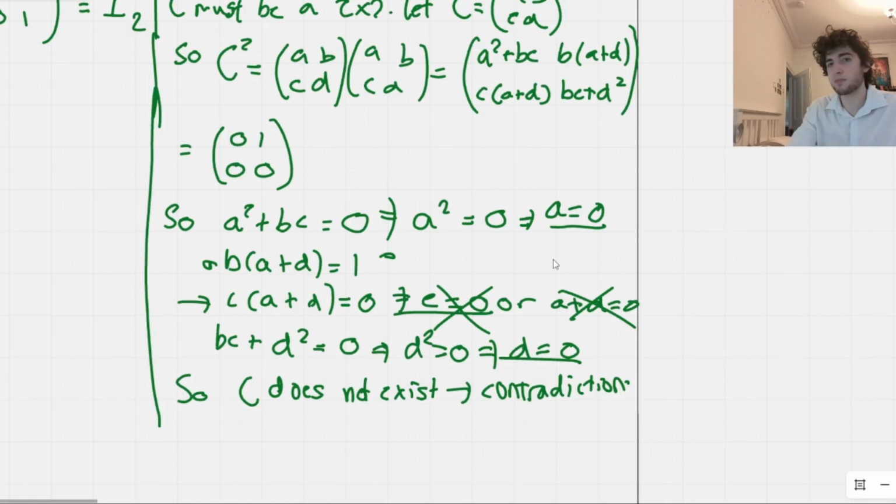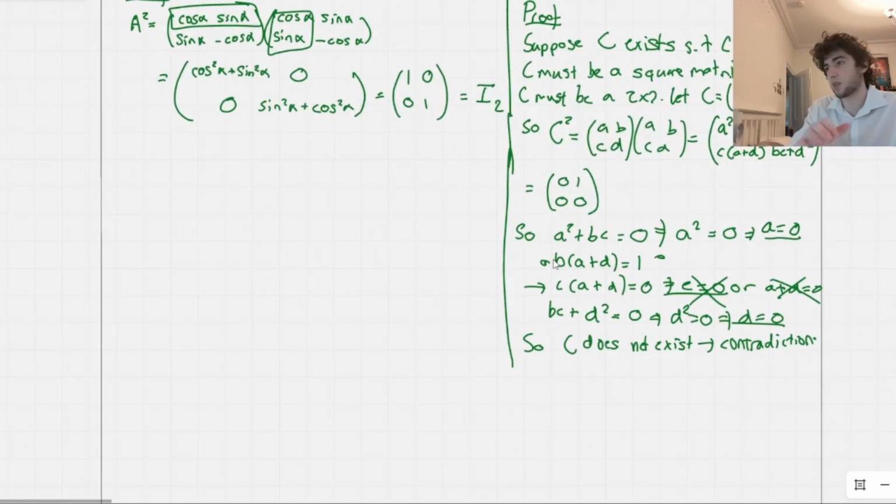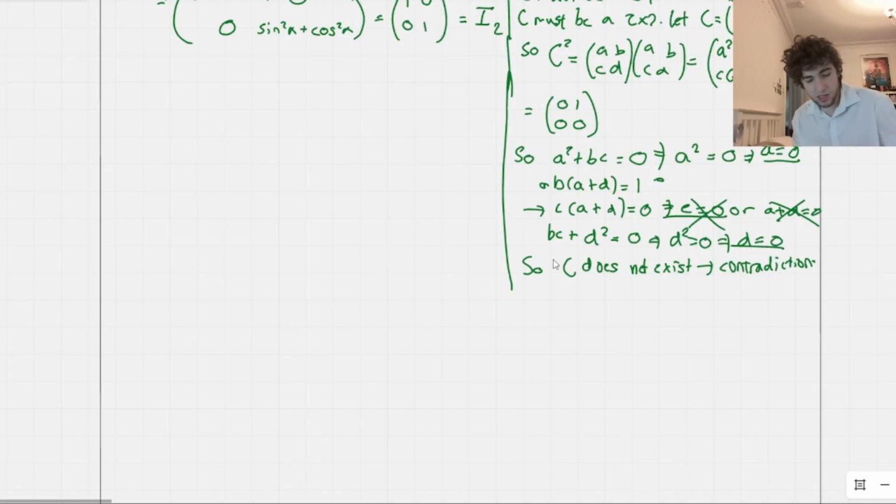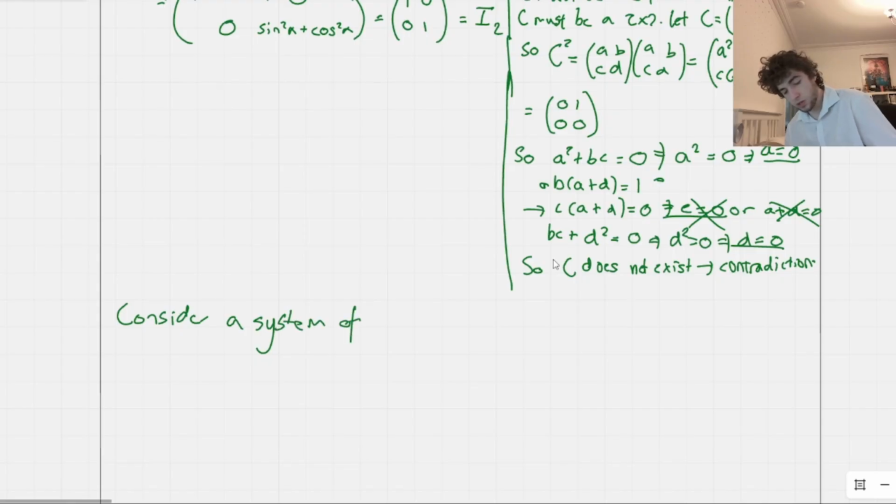Let's consider now a linear system of equations. We delved a little bit into these at the very beginning, but now let's consider a very simple system of simultaneous equations. Effectively, we're going to consider a system of two linear equations in two real variables.